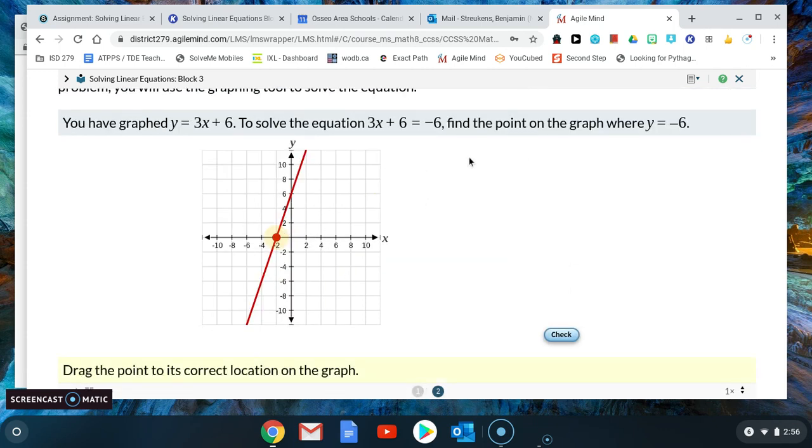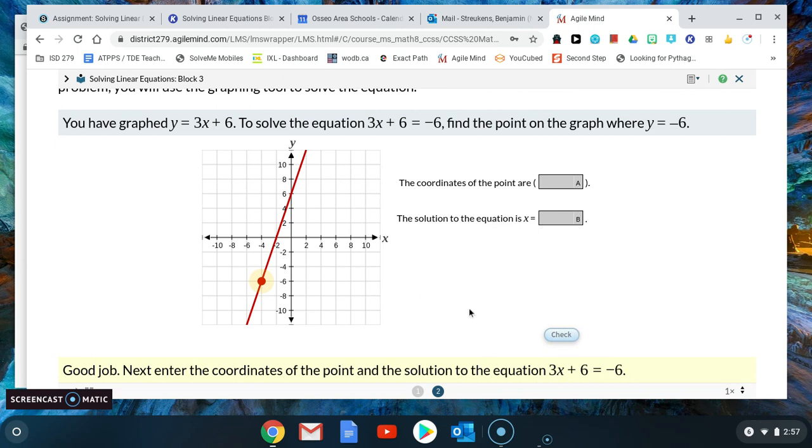So now that we've graphed it, we need to find the point on the graph where y = -6. So on the y-axis here, I'm going to look and see where it equals -6. I see -6 right down here. So if I go over, it looks like my point at -6 is right there. So I can grab my dot and drag it down to -6, and I have my answer right here.